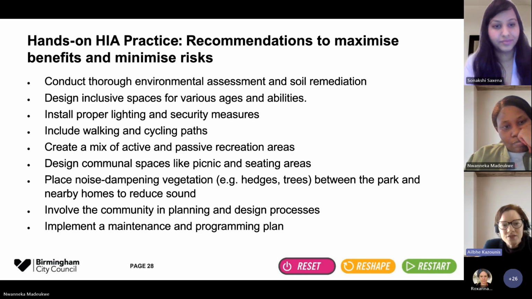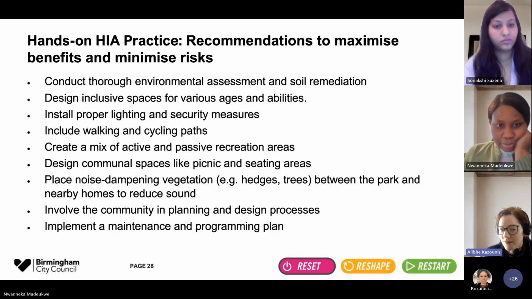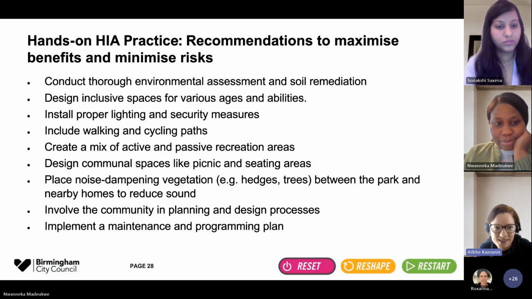Create a mix of active and passive recreation areas. Design communal spaces like picnic and seating areas, which is really important in terms of inclusive design. Place noise dampening vegetation between the park and nearby homes to reduce sound. So again, we've missed out on the issue around noise pollution. Involve the community in planning and design processes and implement a maintenance and programming plan. I think you covered all of those with the exception of one or two. So excellent work.